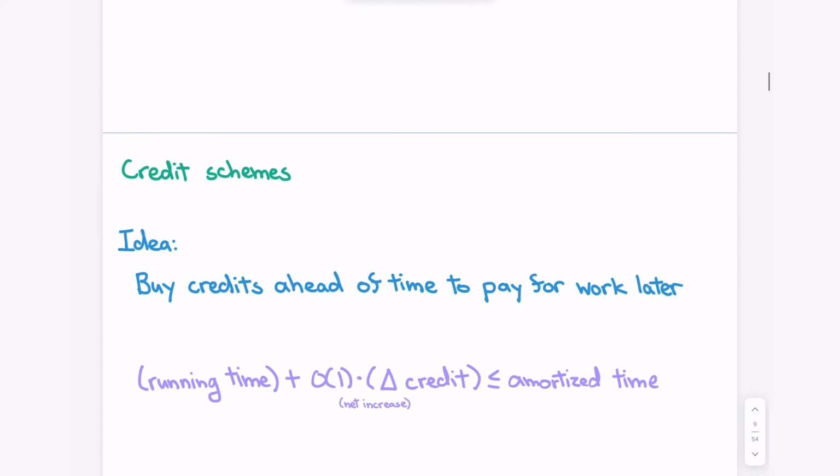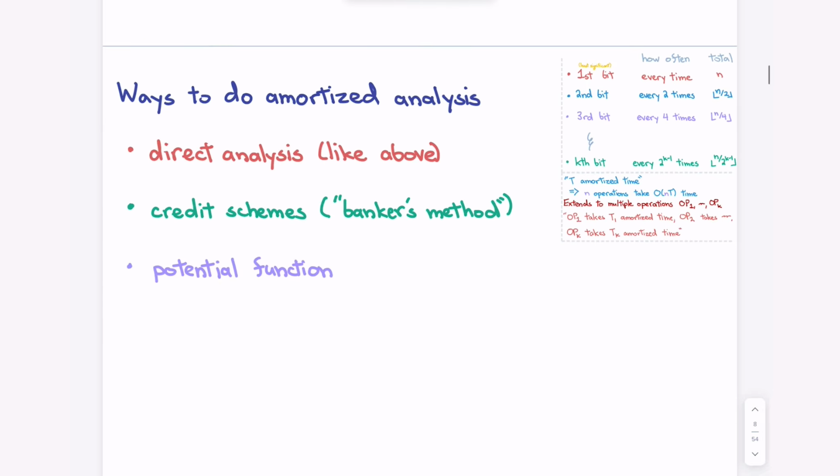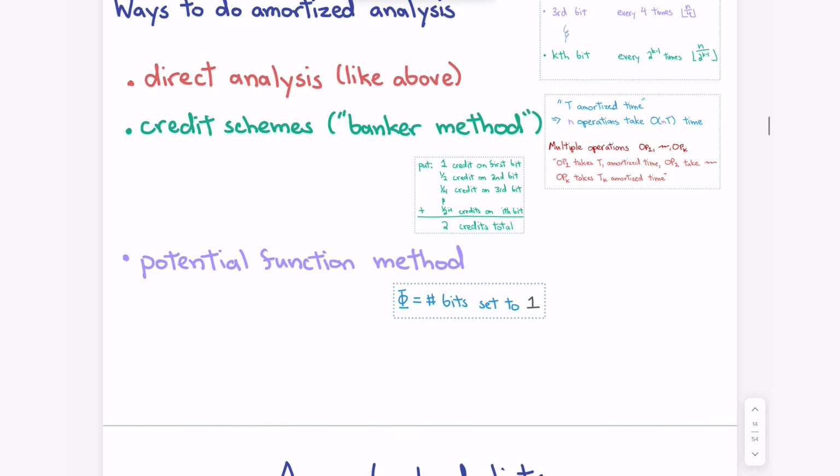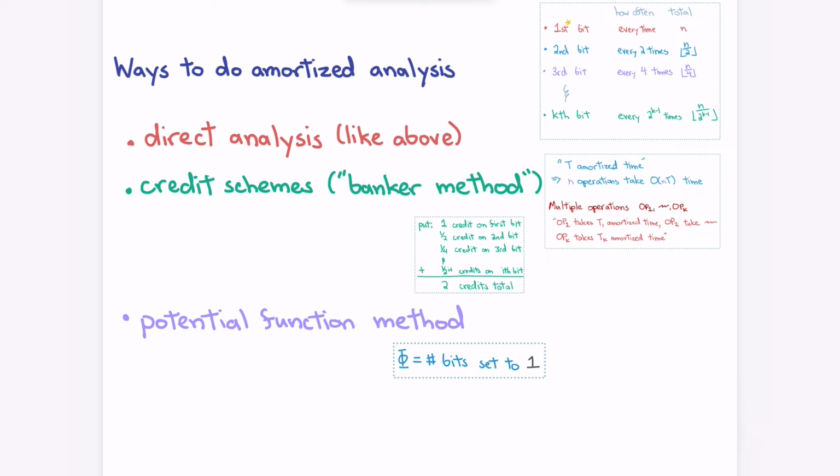The second one we looked at, well, maybe I should mention that there are a few different ways to do amortized analysis. One is a direct analysis, appealing directly to this definition, which is something like, this operation has t amortized time. If I run it 100 times, it should take 100 times t total time. But then there are other ways to do it, like credit schemes, where each operation you pay a little extra, which you can trade in for work later, right?